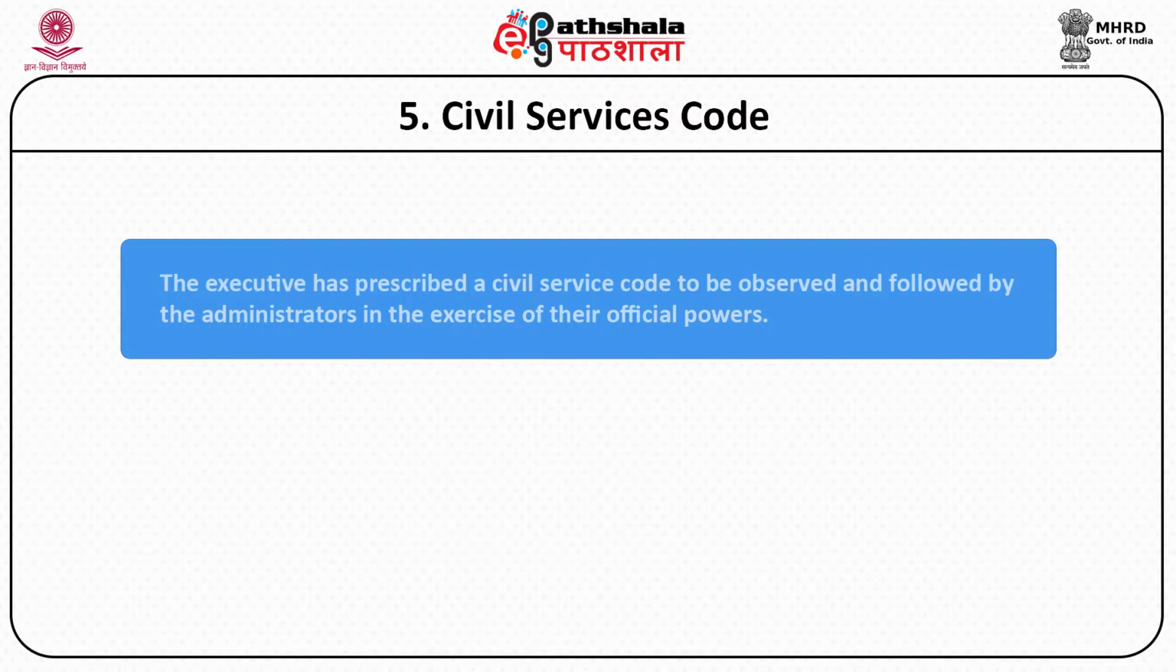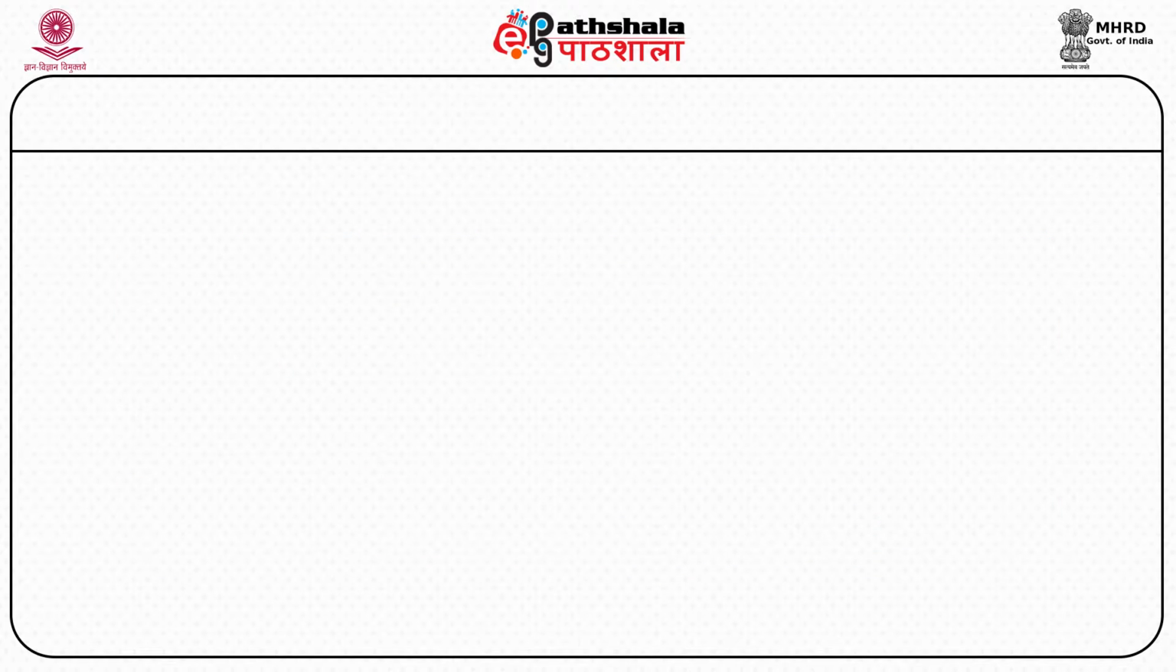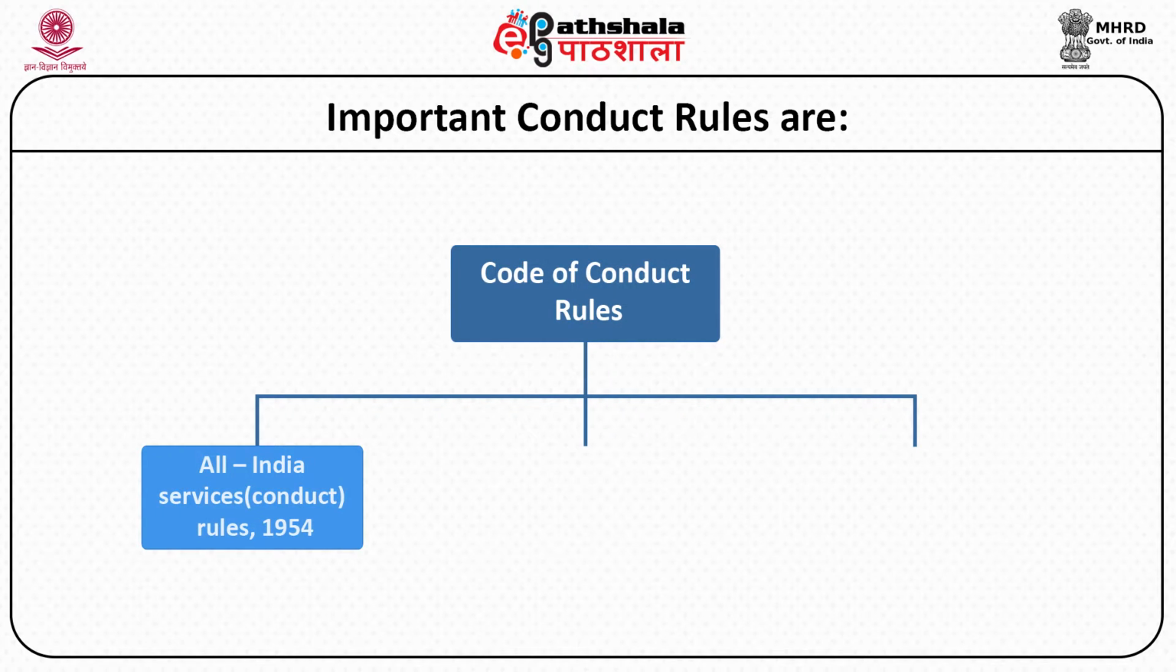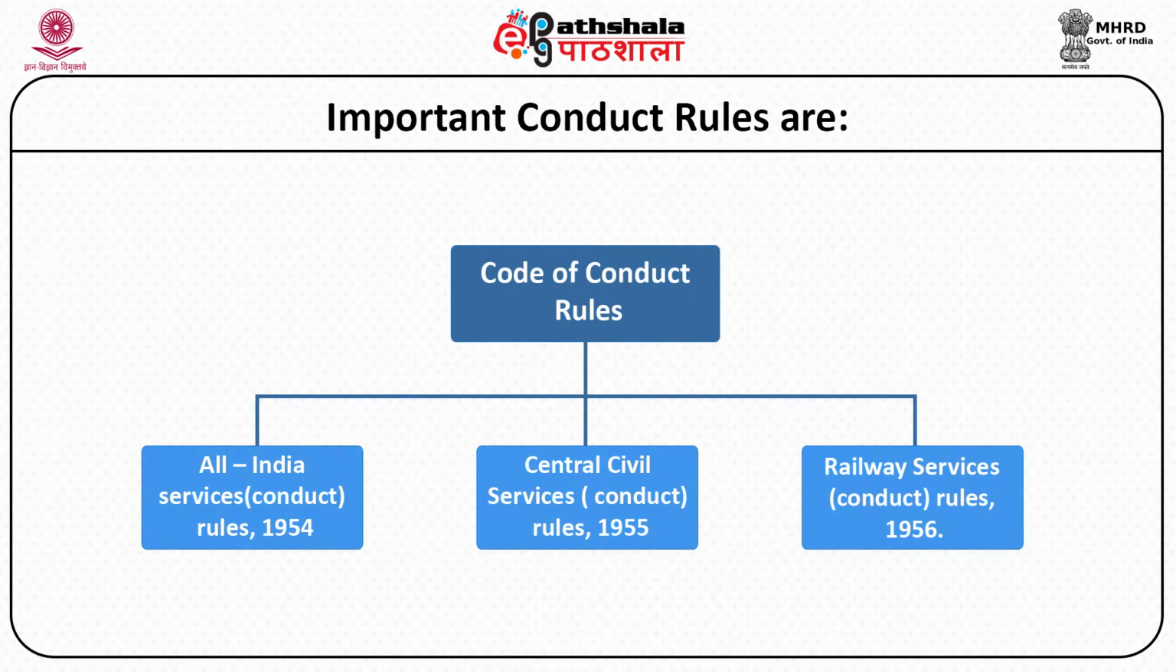The executive has prescribed a civil services code to be observed and followed by the administrator in the exercise of their official powers. It consists of set of the conduct rules which prevent the administrator from misutilizing their personnel end. Now, the important among such rules are All India Service Conduct Rules 1954, Central Civil Services Conduct Rules 1955, and the Railway Services Conduct Rules 1956. Now, they all deal with the various things like loyalty to the state, obeying the official orders of the superior, political activities of the civil servants, financial transactions of the civil servants, material restrictions, and others.